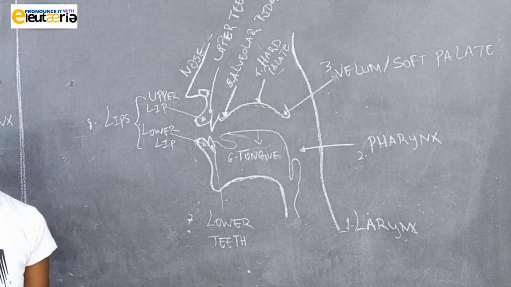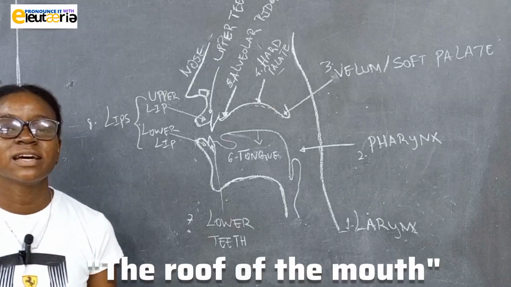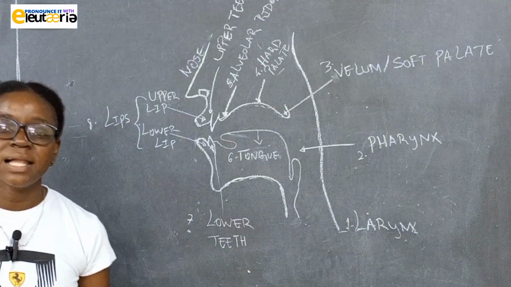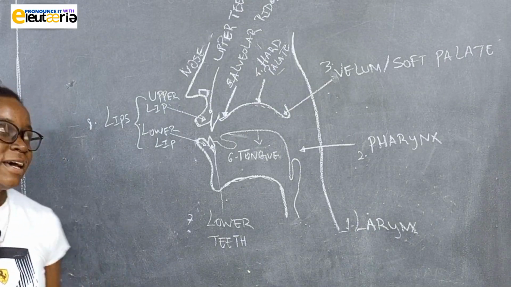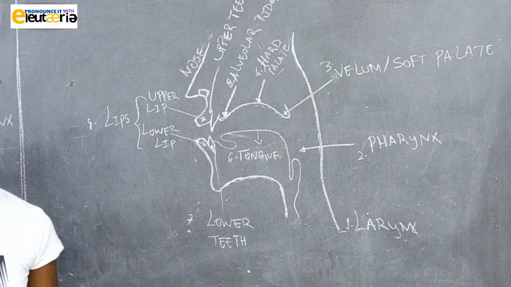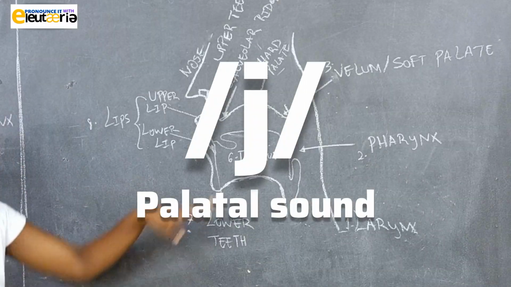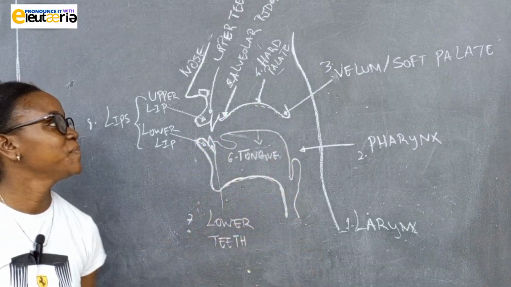That smooth surface that is often called the roof of the mouth is where we produce palatal sounds. An example of a palatal sound is the consonant ya. It is produced in the hard palate.